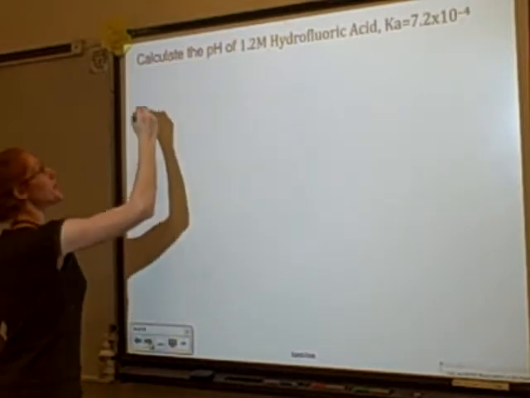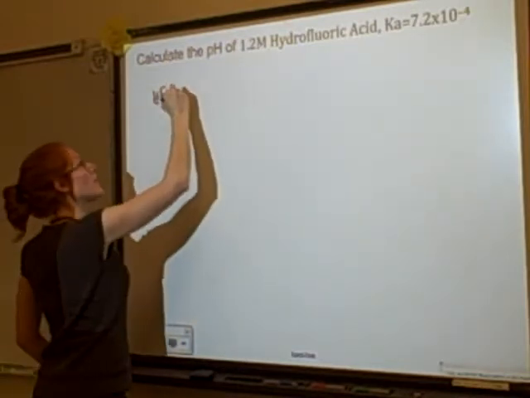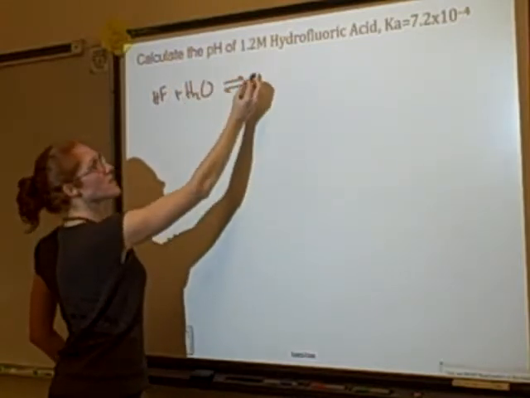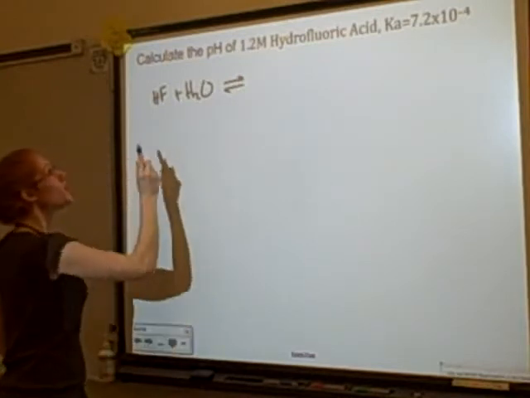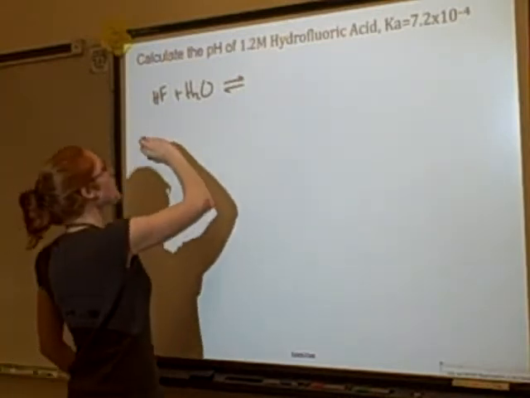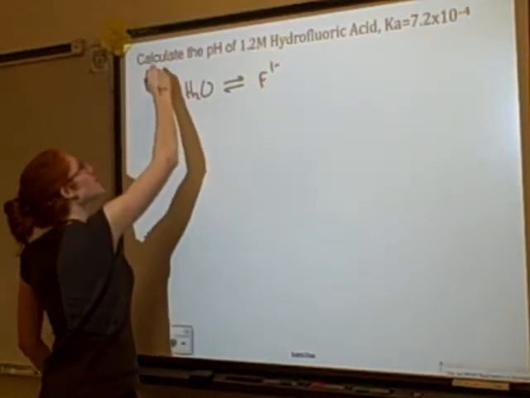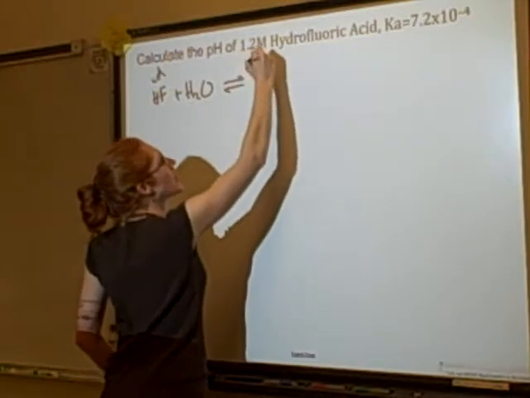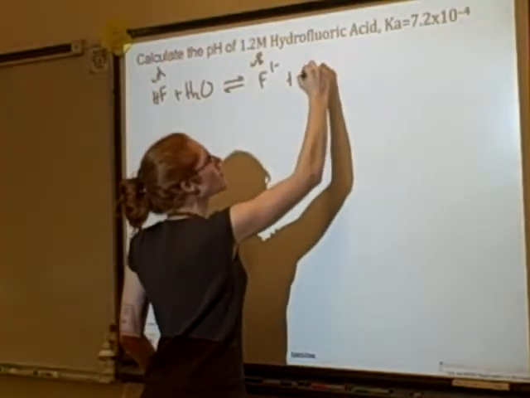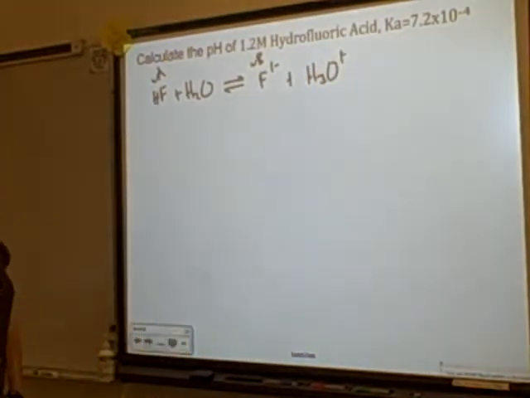So I've got hydrofluoric acid. With weak acids, you take the weak acid and put it in water, and I'm going to use the equilibrium arrow because it's weak. We know that acids give up an H, so I'm going to take off the H. I'm left with the weak acid and the conjugate weak base, and then I'm putting the H on the water, so I have H3O plus, the hydronium ion. Okay, so that's my equation.